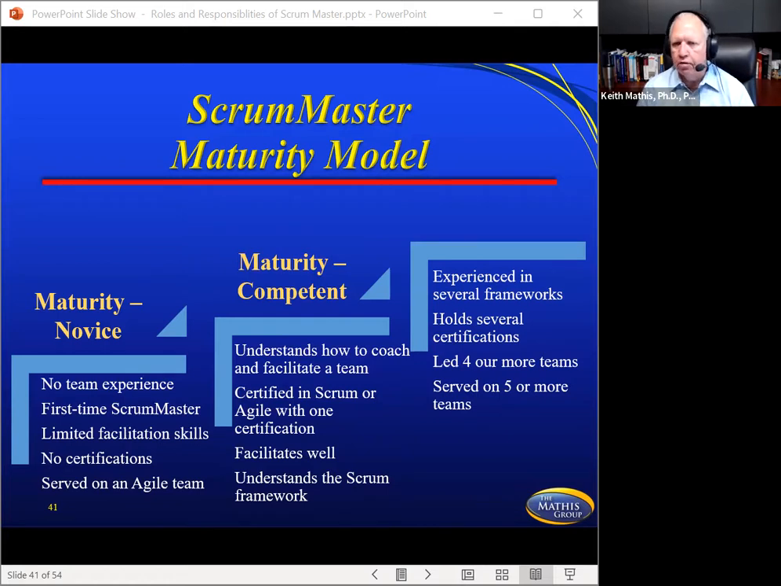And then you get in that middle section, maturity, and they're competent. They understand how to coach. They understand how to facilitate. They maybe are certified in Scrum or in Agile at this point. They facilitate very well, and they understand the Scrum framework. This is probably where many of your people are right now, or where you're trying to get them to. And these are going to be workhorses for you in the Scrum and Agile world.